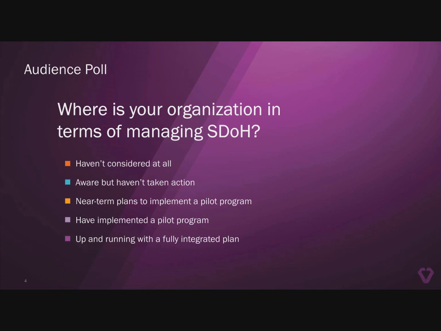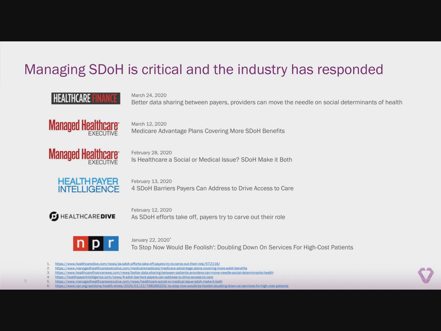So when I look at the results, they're pretty mixed, pretty evenly split between near-term plans to implement a pilot program, having implemented a pilot program, or being up and running with a fully integrated plan, which is great to see. We gave a presentation on social determinants of health a year ago, and there were a lot more in the aware but have not yet taken action category. And this is really what I would have expected.